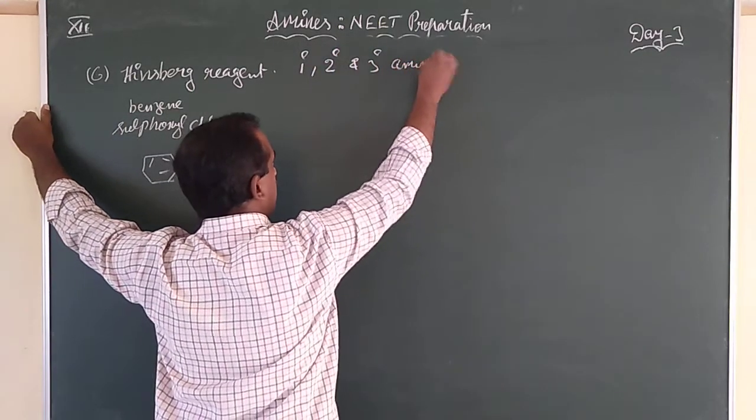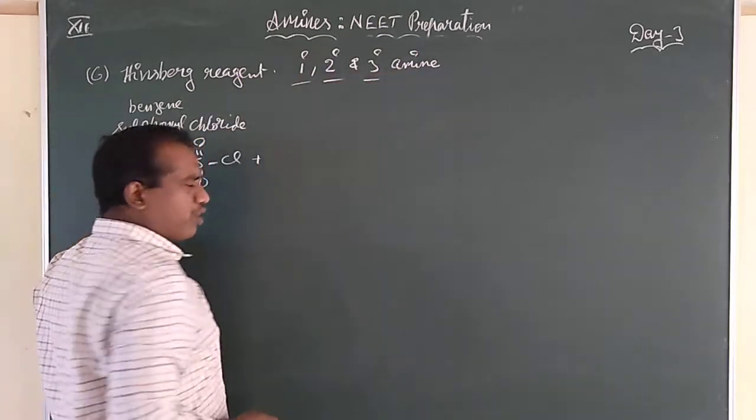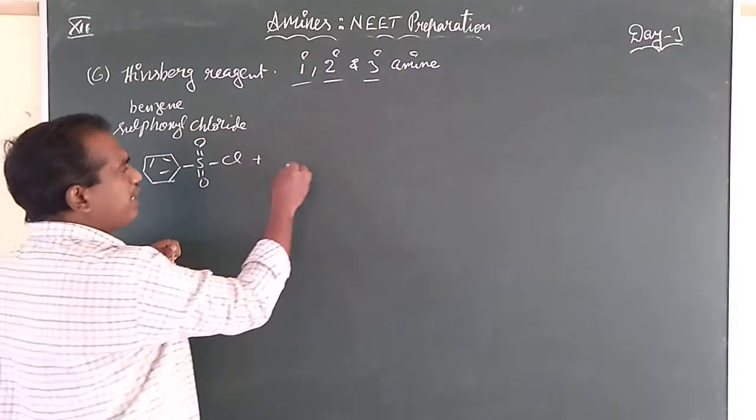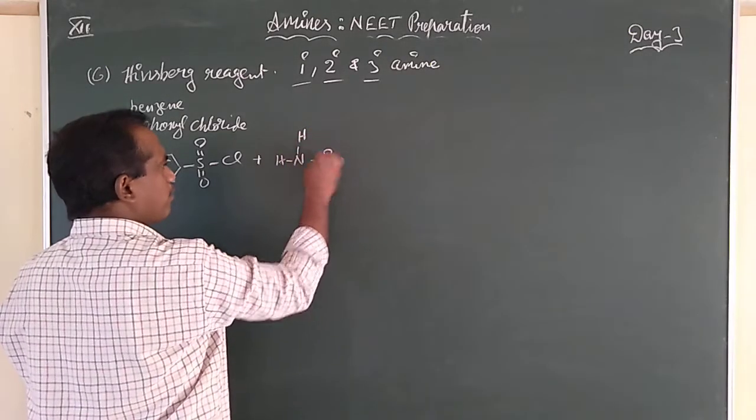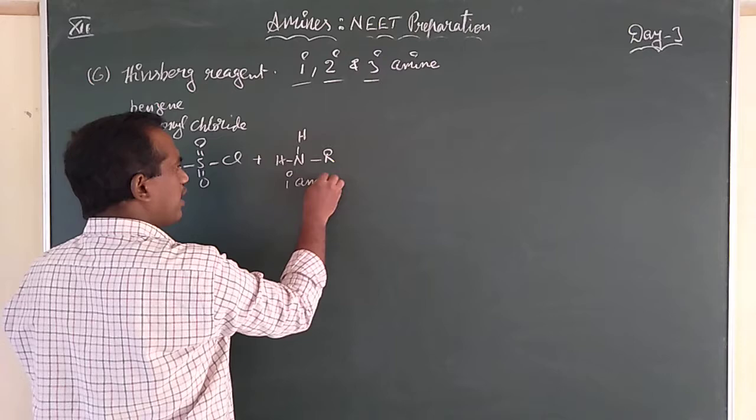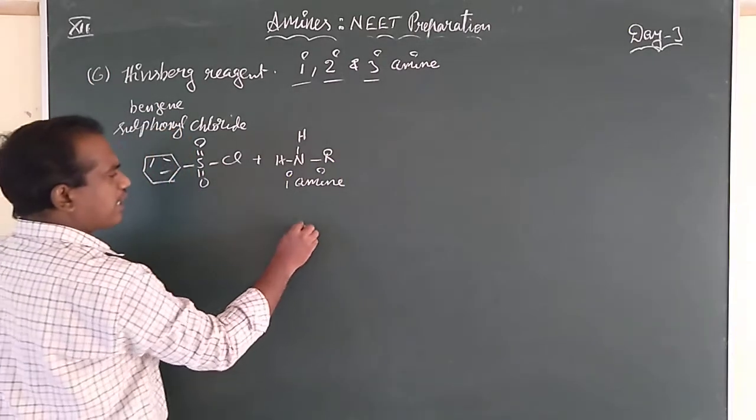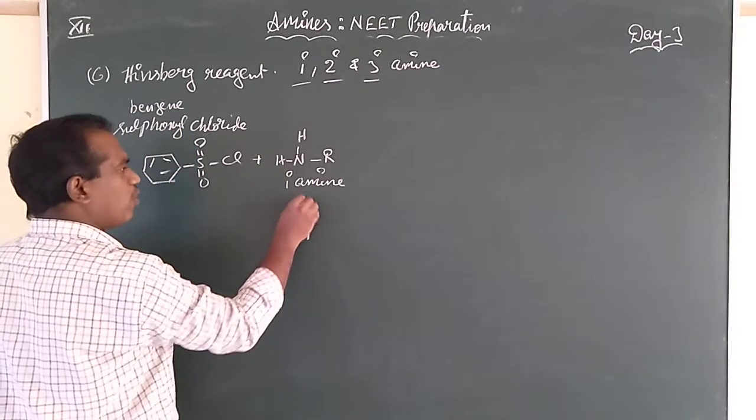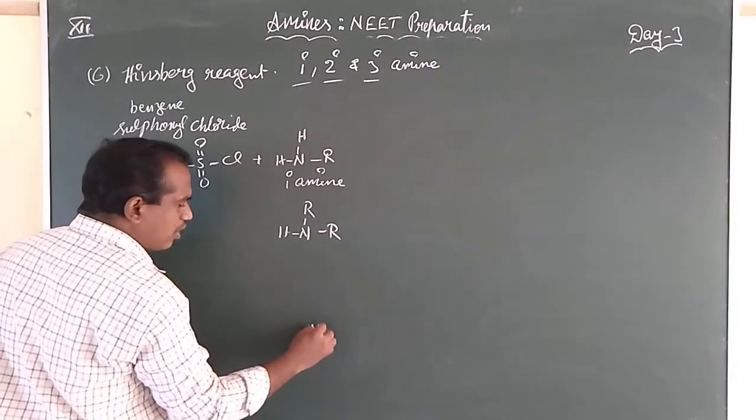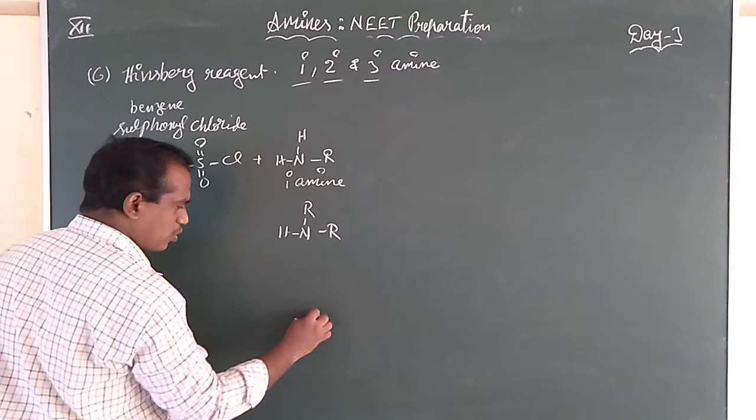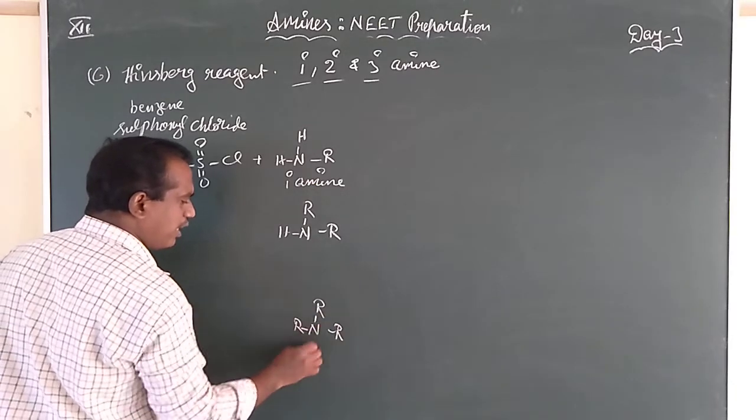Primary, secondary, and tertiary amines. Very important concept. Primary amine means what? Nitrogen is having two hydrogens, and it is called the primary amine. What is meant by secondary amine? A secondary amine is having only one hydrogen on nitrogen. But a tertiary amine does not have any hydrogen. Tertiary does not have any hydrogens.